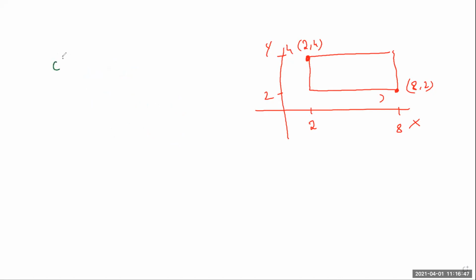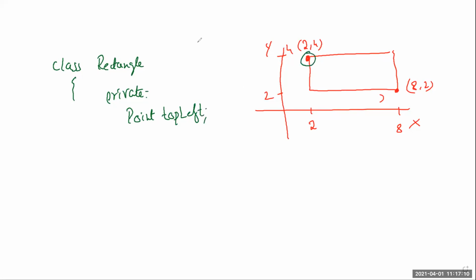Now when I make the rectangle class, I will write class rectangle, and instead of taking 4 integers, I can take one point which is the top left. Okay, so I'm talking about this point. Similarly, I can take another point which I call bottom right. Point bottom right. So it means for this point.